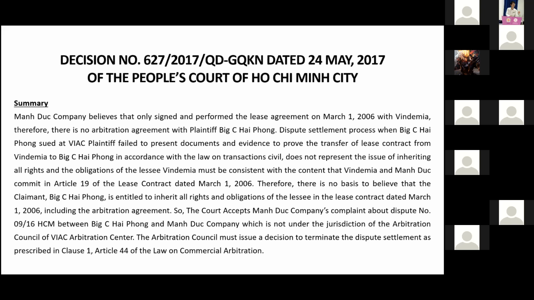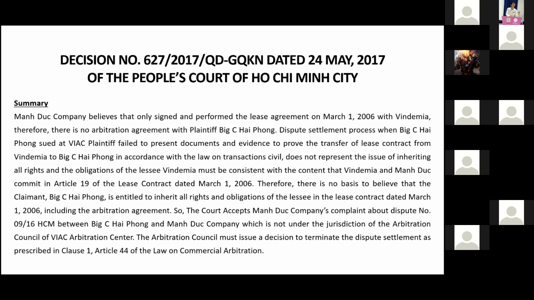The company believes that it only signed the lease agreement on March 1, 2006 with Vindomio. Therefore, there is no arbitration agreement with the plaintiff VC Haiphong. This will stimulate a process where VC Haiphong, as the plaintiff, fails to present documents and evidence to prove the transfer of the lease contract from Vindomio to VC Haiphong.